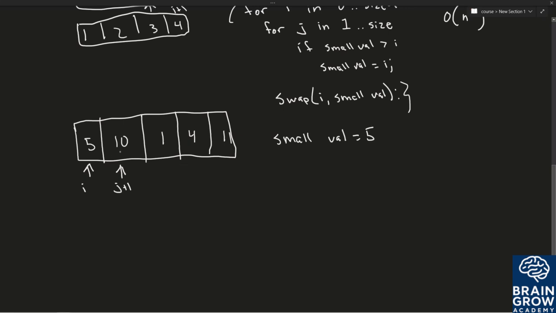So j plus 1 is 10. Is 5 greater than 10? No. Is 5 greater than 1? Yes, it is. So now we will replace the smallest value with 1. Is 1 greater than 4? No. Is 1 greater than 11? No. So now we do our swap. So now we swap 5, because that was I, and our smallest value of 1. So our new array now looks like 1, 10, 5, 4, 11.